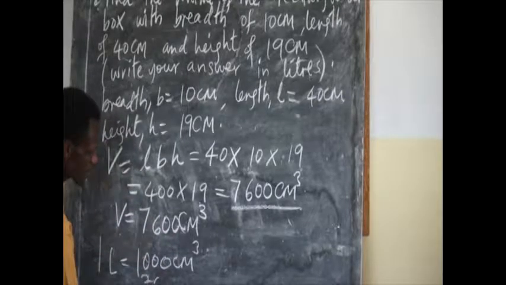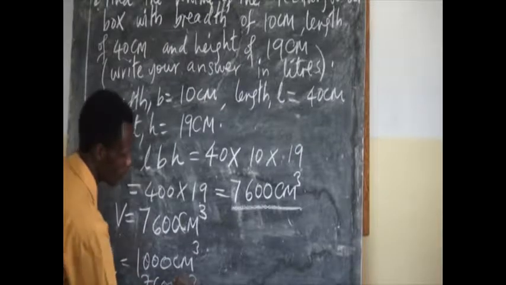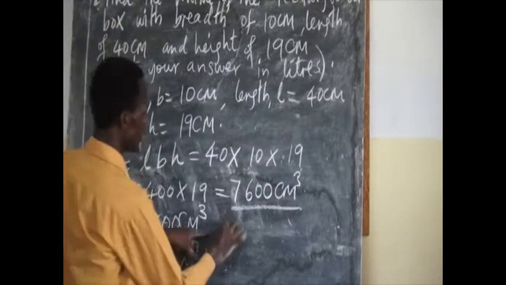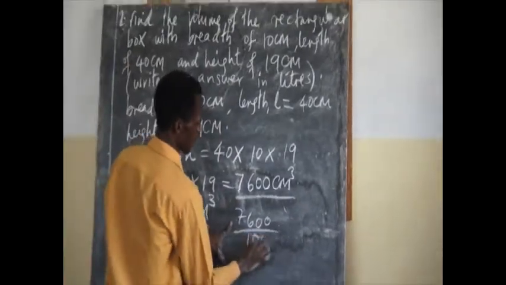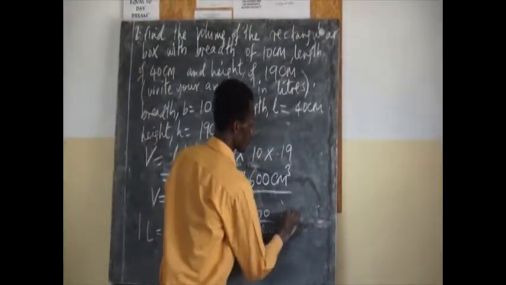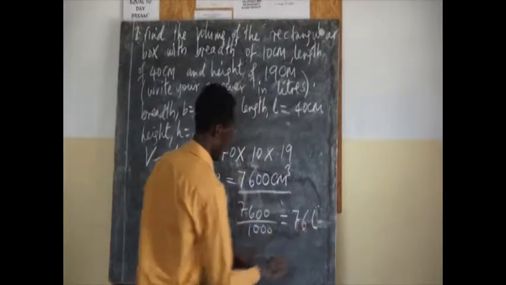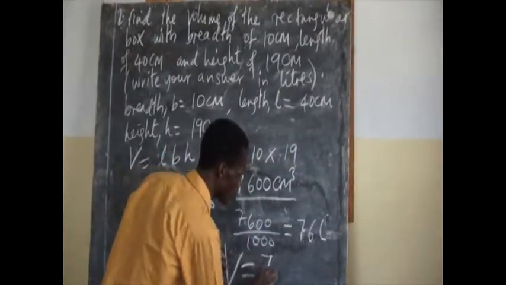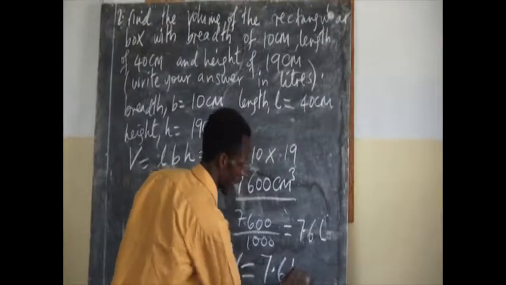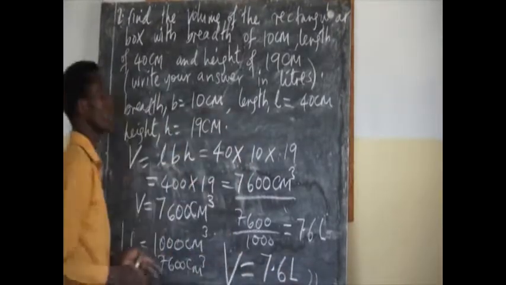And therefore, 7,600 centimeter cubic is equal to what? Now, we take 7,600 over 1,000, which is equal to 7.6 liter. Now, the volume of the rectangular box is equal to 7.6 liter. So, this is the volume that we've been looking for.